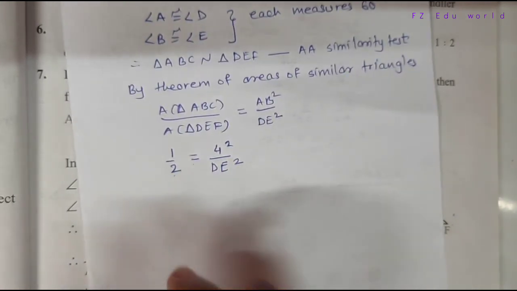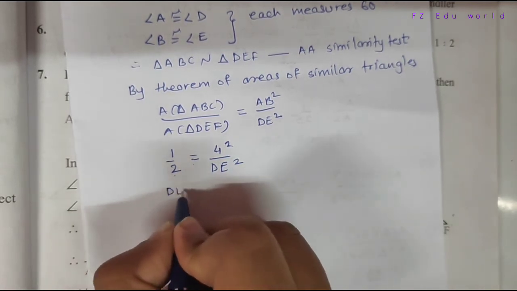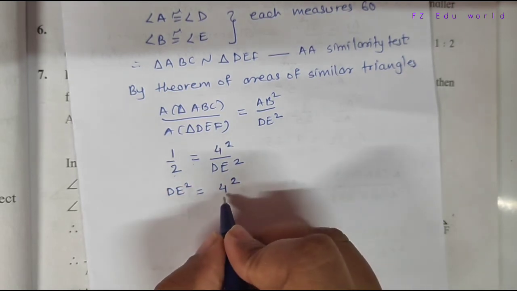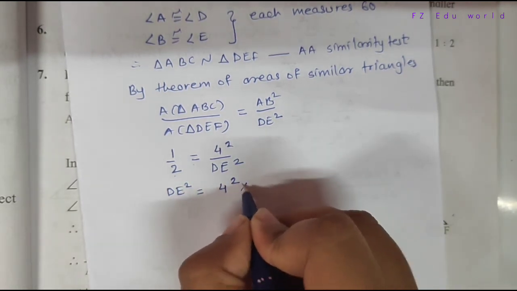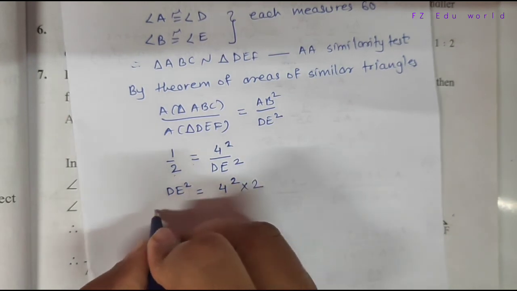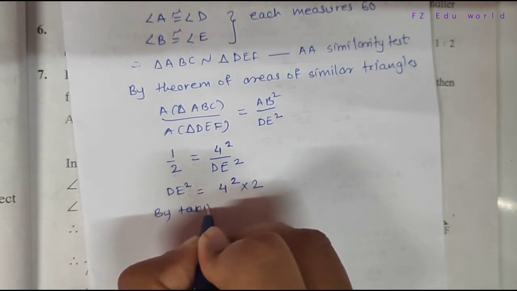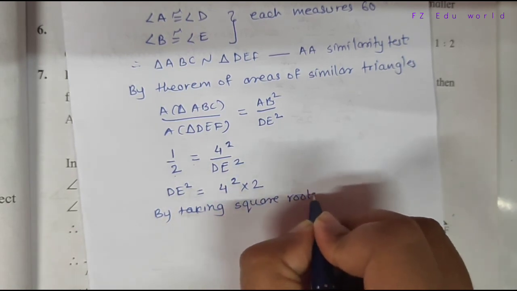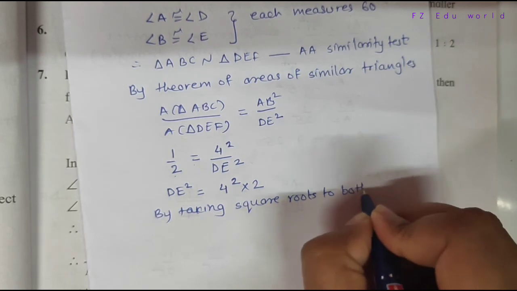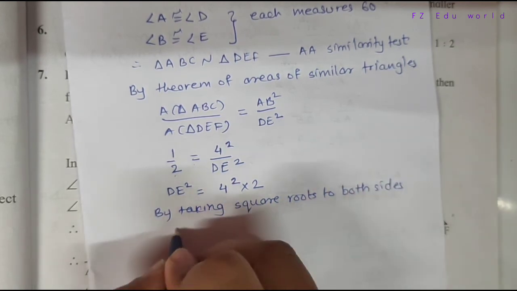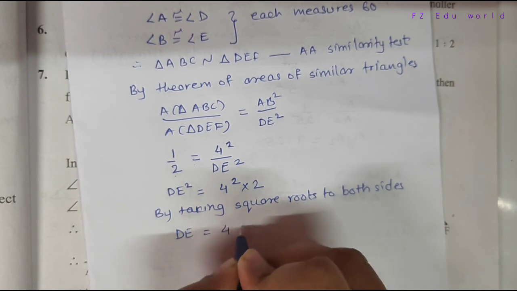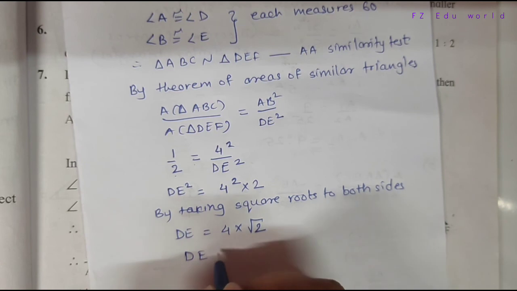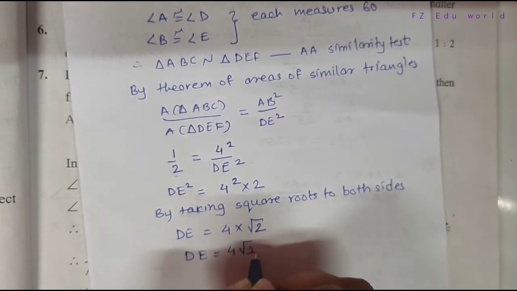Now we need to find the value of DE. So we will cross multiply. DE square is equal to 4 square into 2. By taking square roots on both sides, DE is equal to 4 into under root 2. So DE is equal to 4 under root 2.